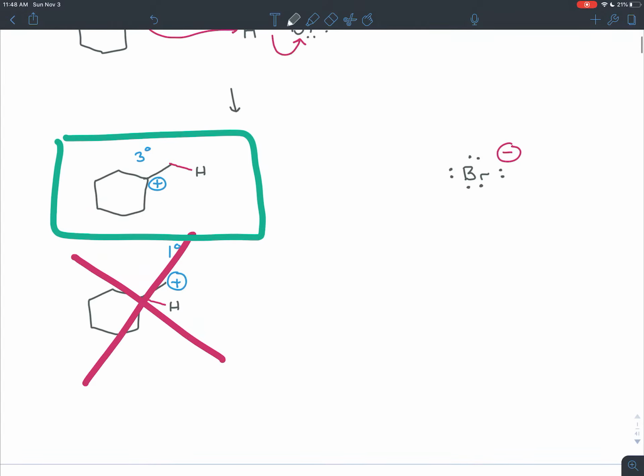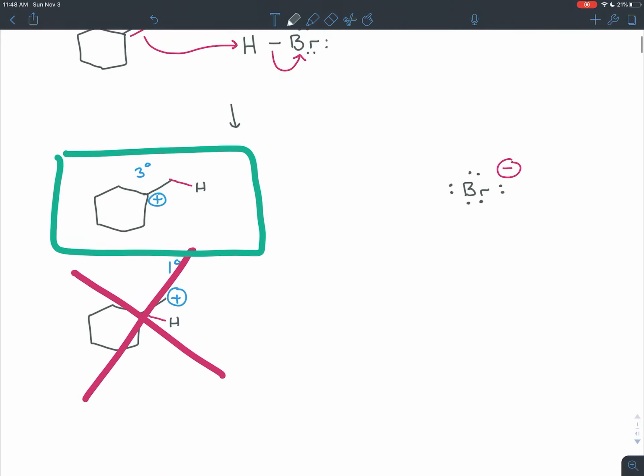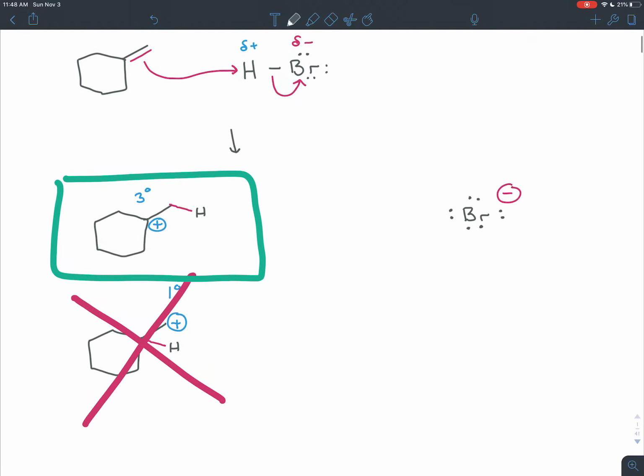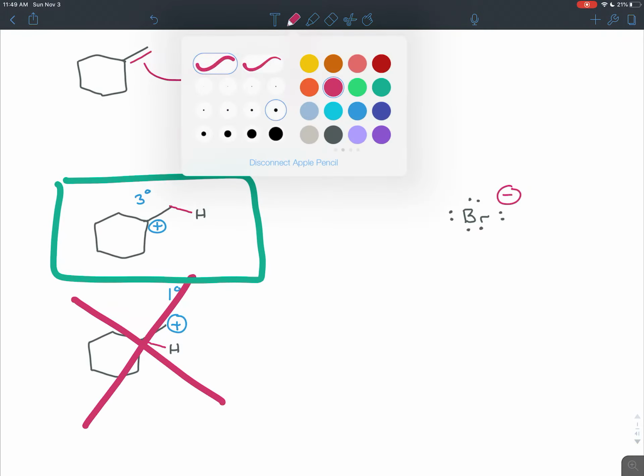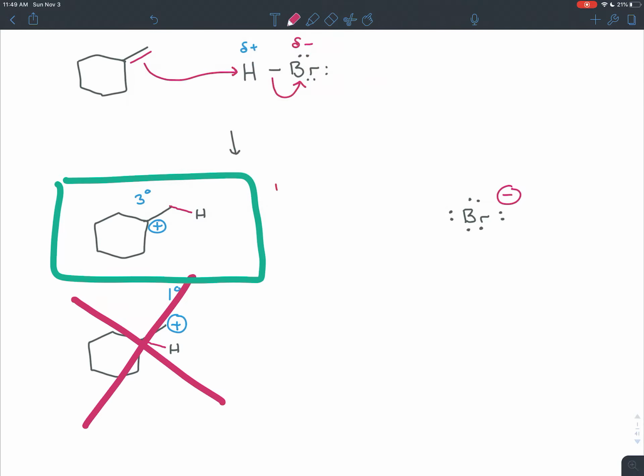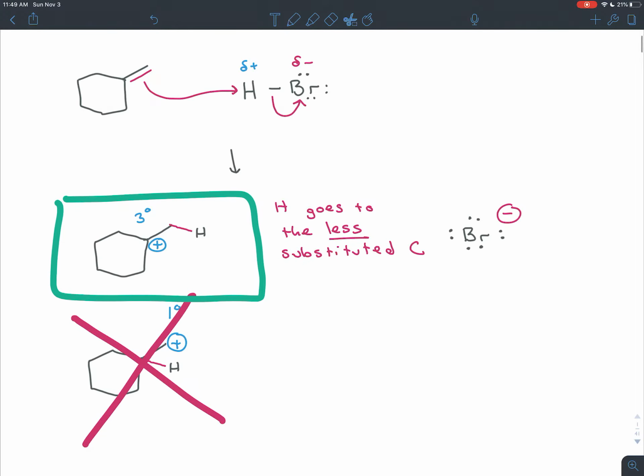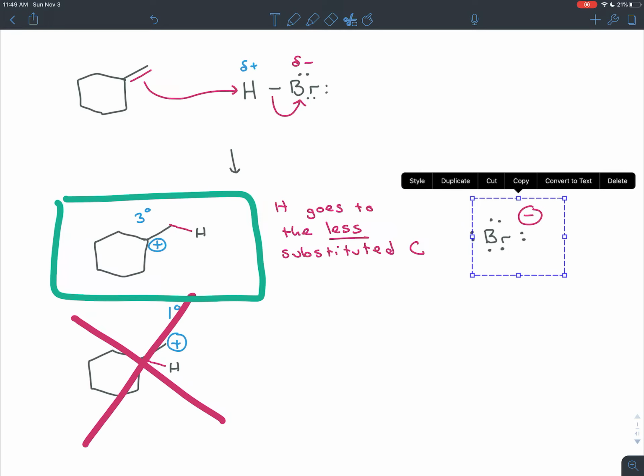Okay, so notice here, the hydrogen goes to the less substituted carbon. So the pattern we're seeing here is that the hydrogen goes to the less substituted carbon. And whatever the other thing is that's going to add will go to the more substituted carbon.